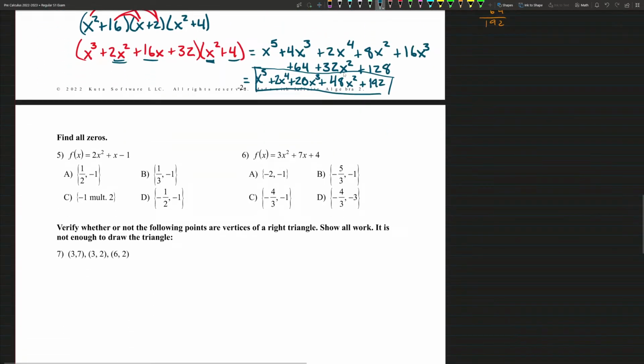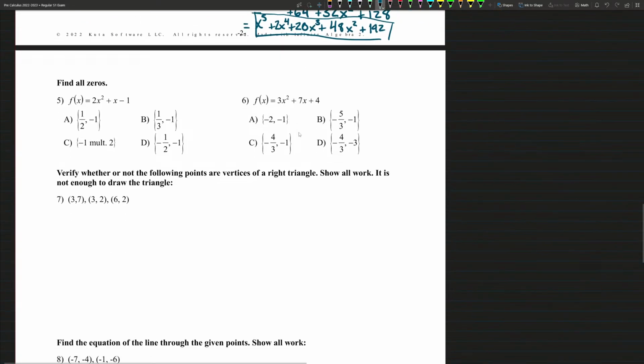Number 5 and 6, I'm not looking for any work. I'm hoping that you do this on a calculator, but you can also factor it, or use the quadratic formula, whatever you want. So I'll do one of each. I'll do one with the quadratic formula. I'll do one with factoring. I can't really show you how to do it on a calculator on this, but if you know how to do it, it takes like 10 seconds.